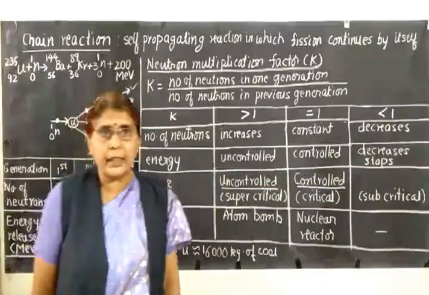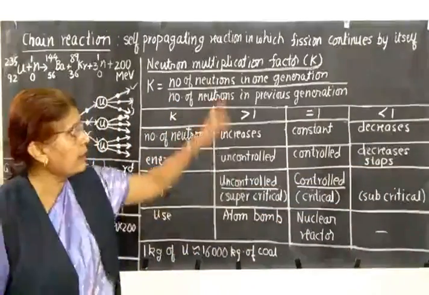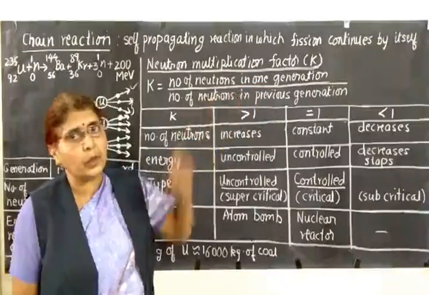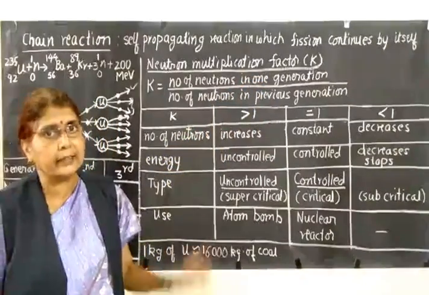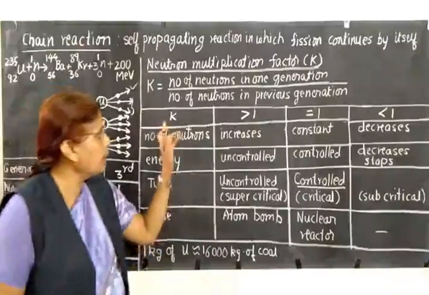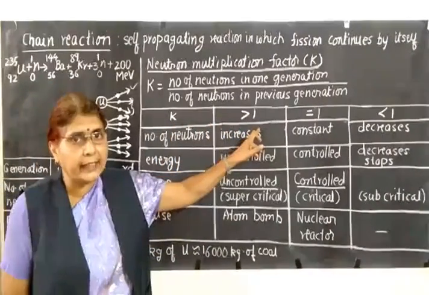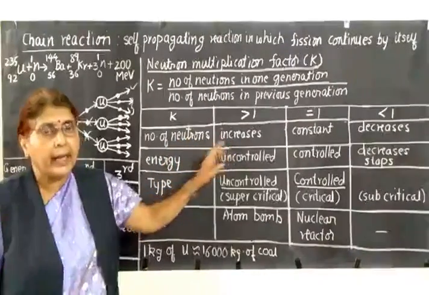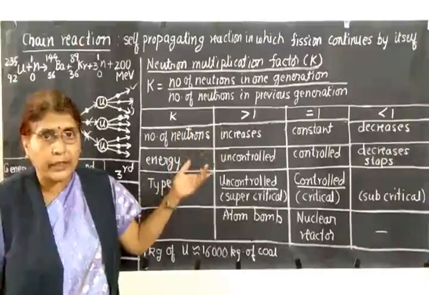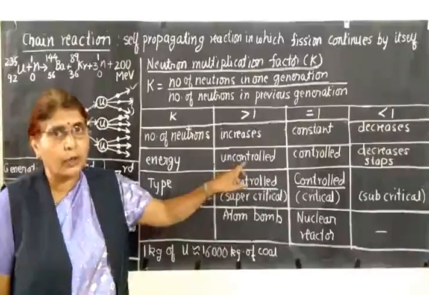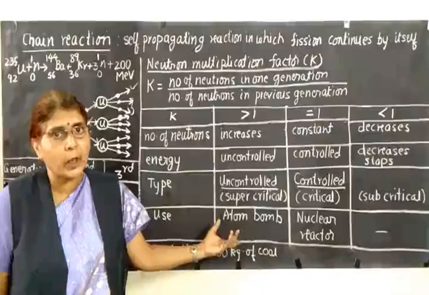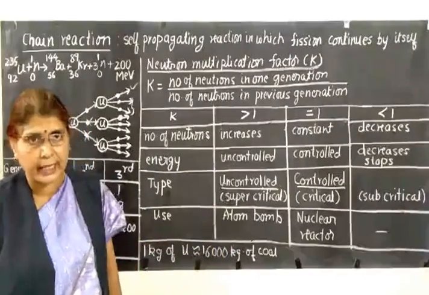Now we have defined the neutron multiplication factor as number of neutrons in any one generation to the number of neutrons in the previous generation. Let us take 3 values of K. First value of K is greater than 1. If K is greater than 1, what happens? Number of neutrons increases rapidly. Therefore, the energy also increases rapidly. There is no control over the energy. So, it gives uncontrolled energy. So, such a reaction is called an uncontrolled chain reaction.